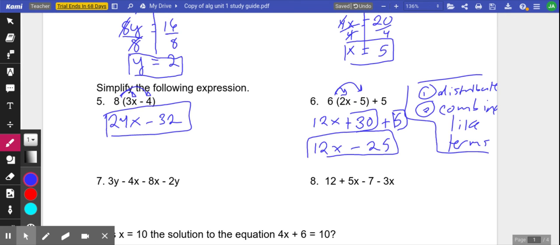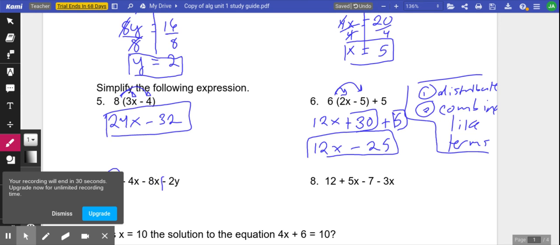All right, so for 7, no distribution. But we definitely need to combine some like terms. So our first thing we need to do is identify the like terms. So we have y terms. I'm going to put boxes around the y terms. And we have x terms. I will circle the x terms.